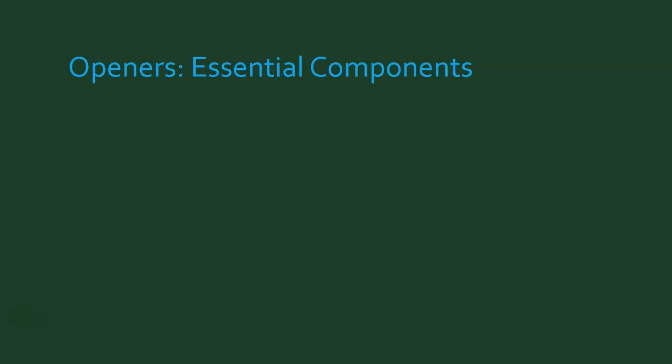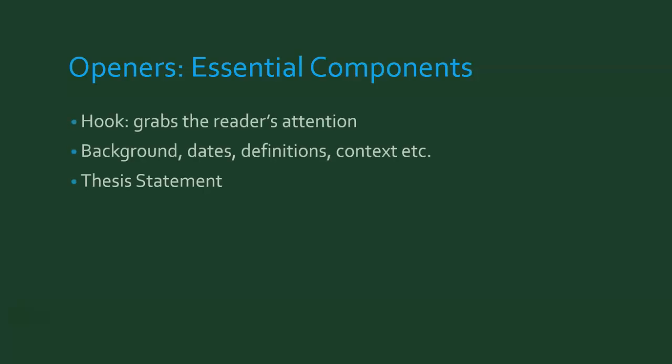So we start with openers, and the essential components for an opener, or an introduction as we generally call it, is that you need to have a hook to grab the reader's attention. You want something that will pull the reader in immediately so that they are interested in reading more. We also need any kind of context that will help us understand later information.